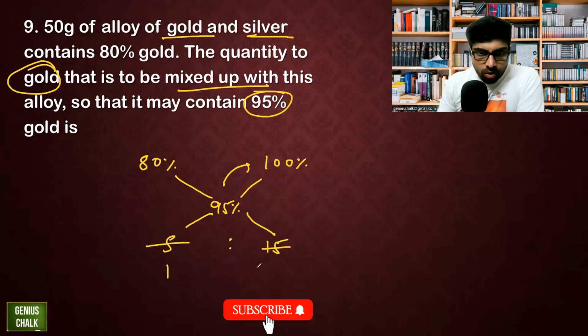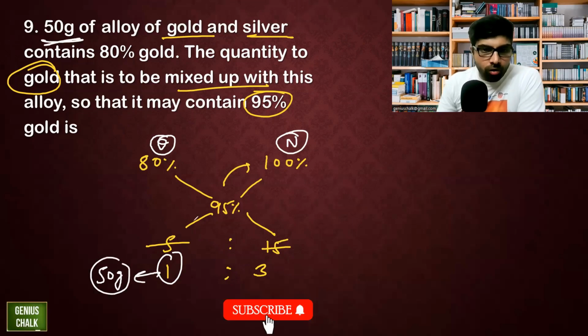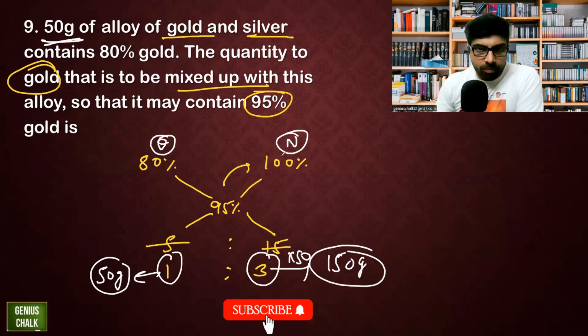So what is the ratio? 1:3. Now what is the value of this 1? 1 is the actual original quantity. This is the new added quantity. So this 1 value was 50 gram. You can see 50 gram of alloy of silver and gold was given. That means 1 value is 50 grams, so 3 value will be 3 into 50, that is 150 grams. So 150 grams has to be the new quantity. So 150 gram is the answer.